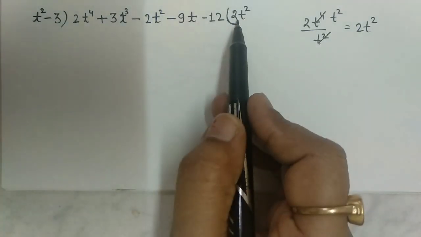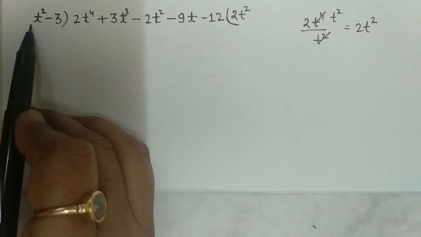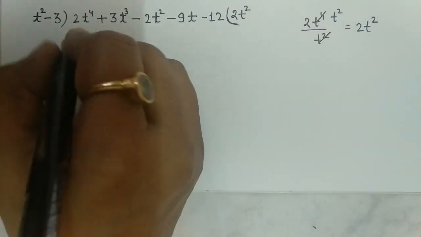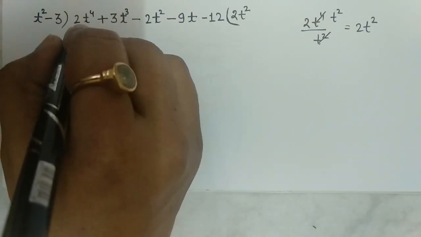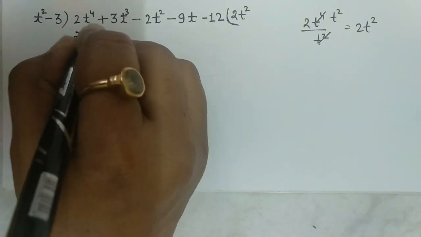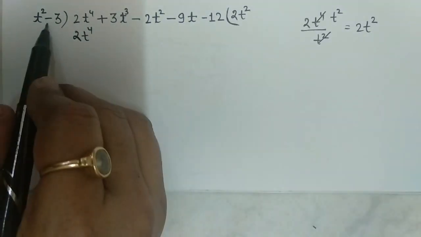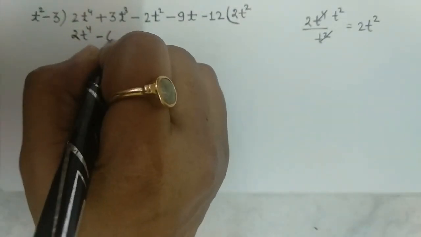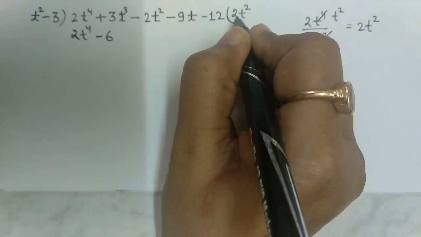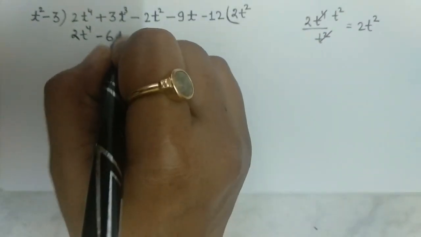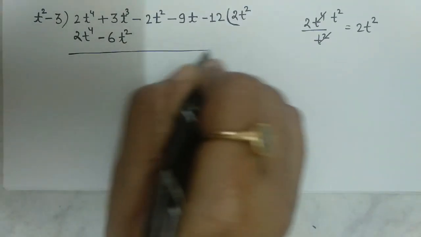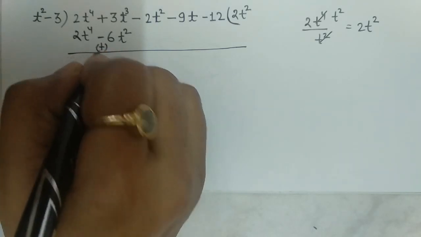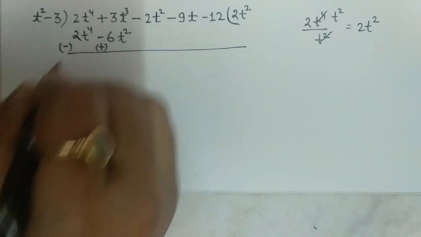Now multiply this 2t square with each term of divisor. So when you multiply 2t square with this t square, you will get 2t to the power 4, and you will get this minus 3. So 2 into this minus 3 will get minus 6. 3 2s are 6, and this is t square. So I will write like this. Now I will change the sign. This minus sign will become plus, and this is already plus sign, so it will become minus.